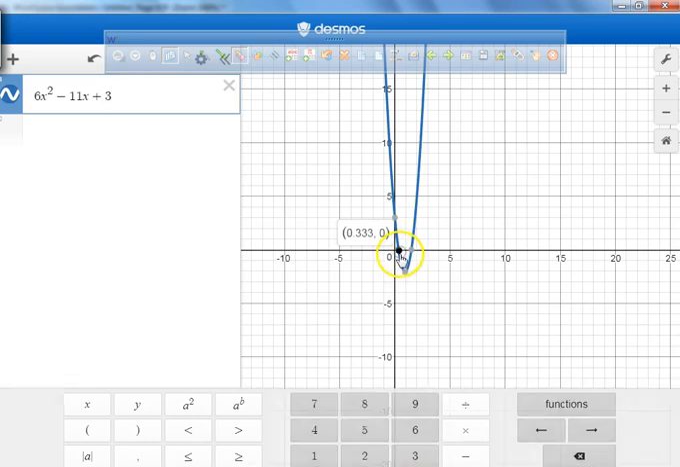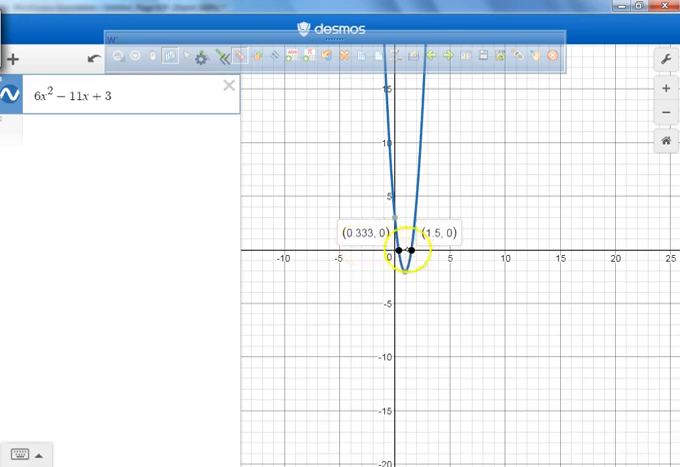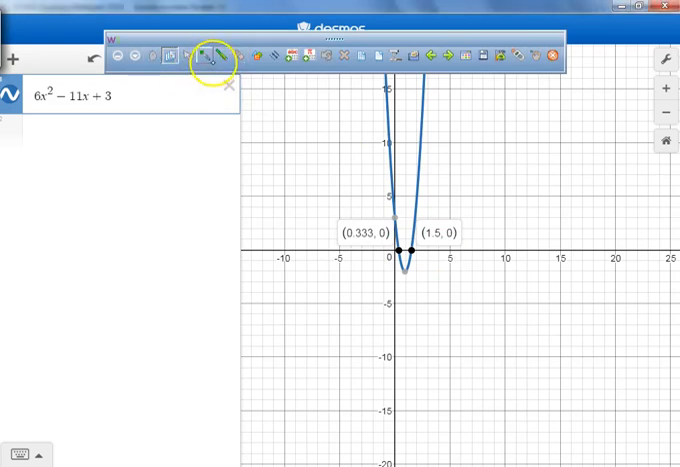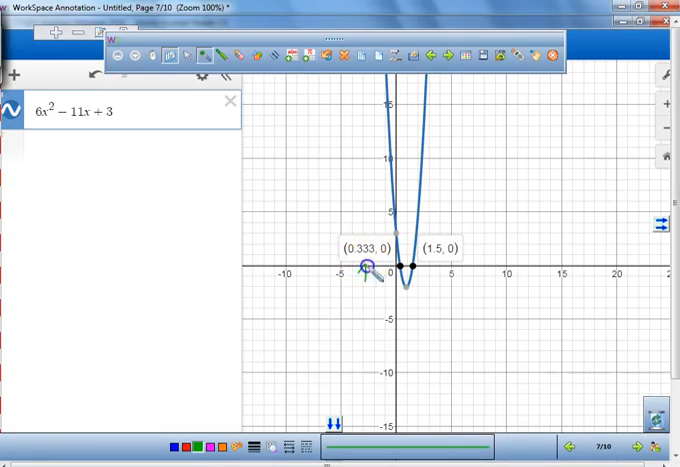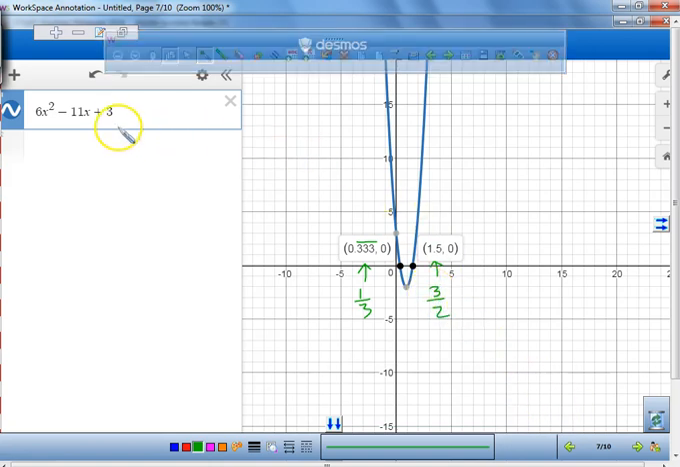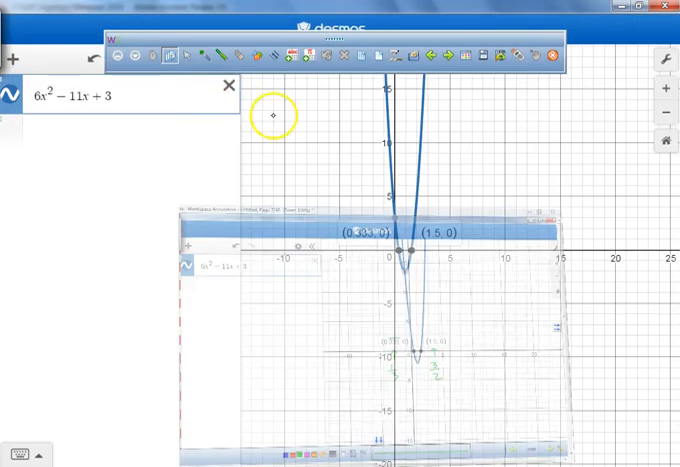Now, automatically, look what it tells you the zeros are in Desmos. What does it say? 0.333 repeating and 1.50. Does everybody know what fraction always goes with 0.333 repeating? 1 over 3. What fraction goes with 1.5? That's 3 over 2. So you could type this equation into Desmos and you can literally find the zeros of the function.